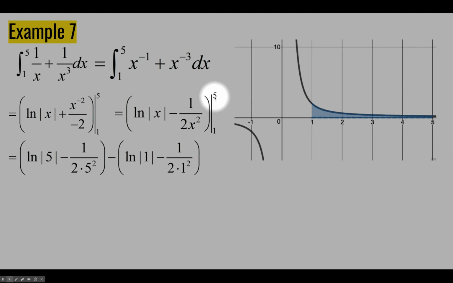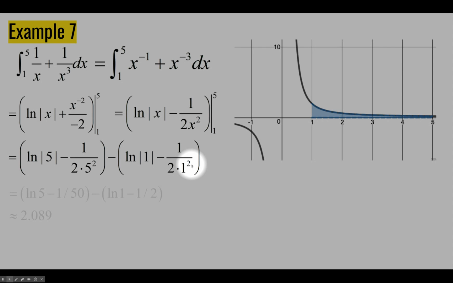So I can plug in 5 and 1 into the antiderivative separately. So when I plug in 5, I get the natural log of 5, minus 1 over 2x squared becomes 1 over 2 times 5 squared. Then the fundamental theorem of calculus once again says subtract, we always subtract, the antiderivative evaluated at the lower limit of integration. So that means we're going to put 1 into this antiderivative. So we have the natural log of 1 minus 1 over 2 times x squared, or 1 squared.